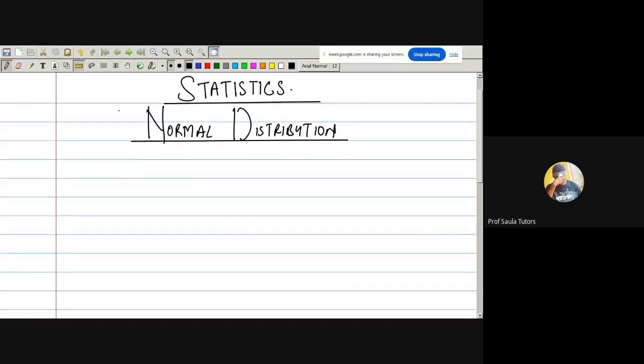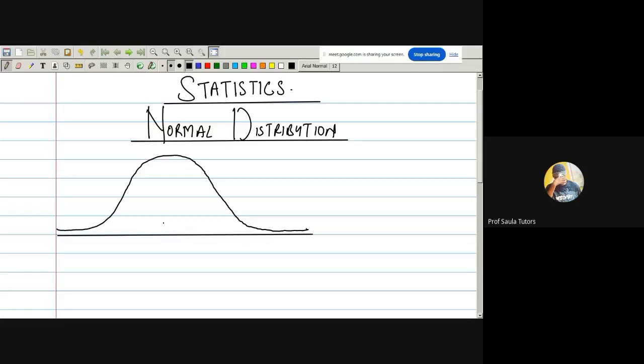Pay attention. When we are talking about normal distribution, majorly we are paying close attention to this curve. You see, this is what we call a standard normal distribution curve. A normal distribution, are we together?